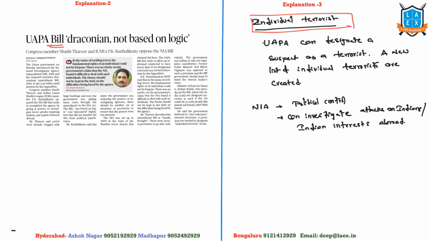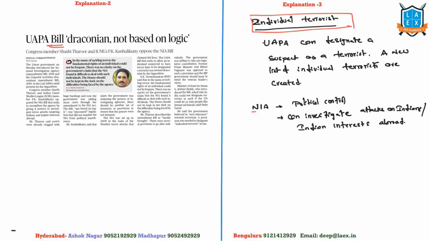Beyond doubt, it has to be established. But here, what is the government trying to do? A suspect will be branded as an individual terrorist if the government is suspicious about him. So it means that on mere suspicion, a person is labeled as a terrorist in the government records. It is unwarranted.